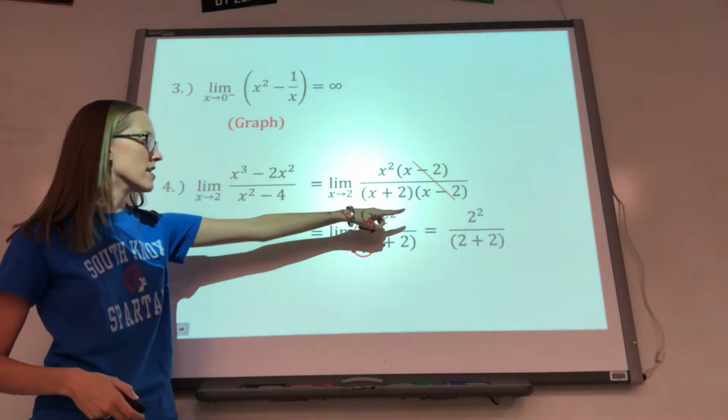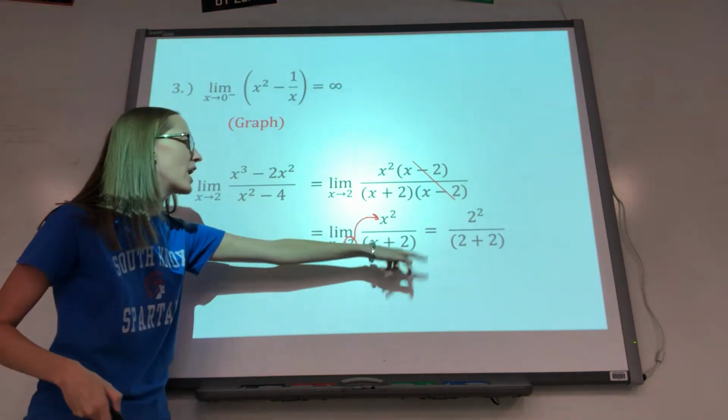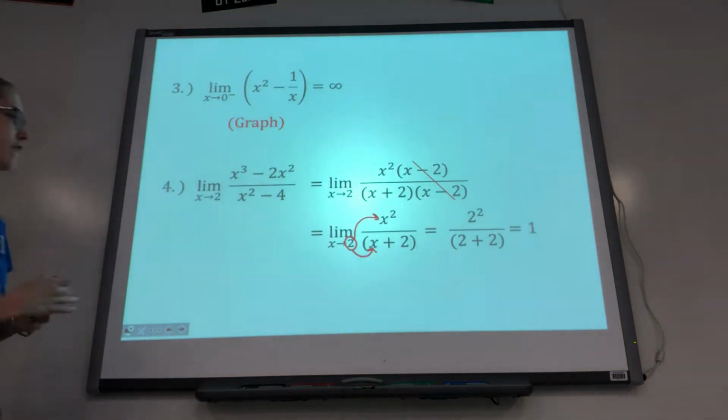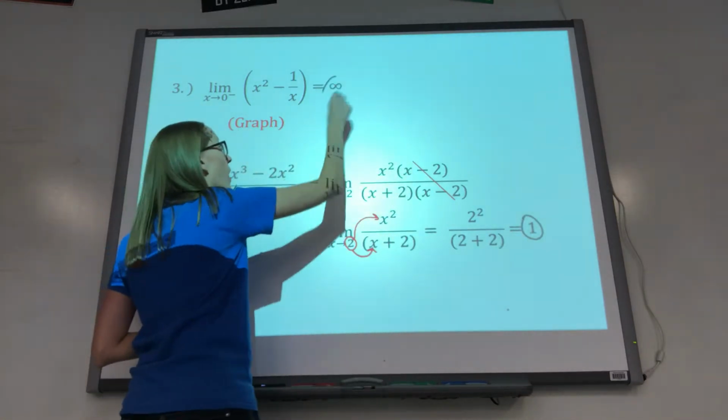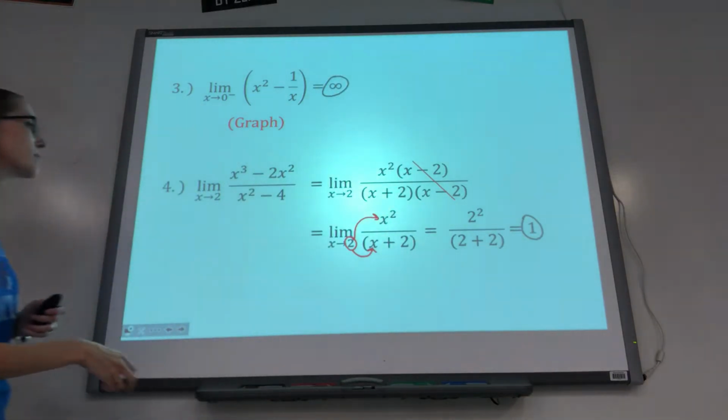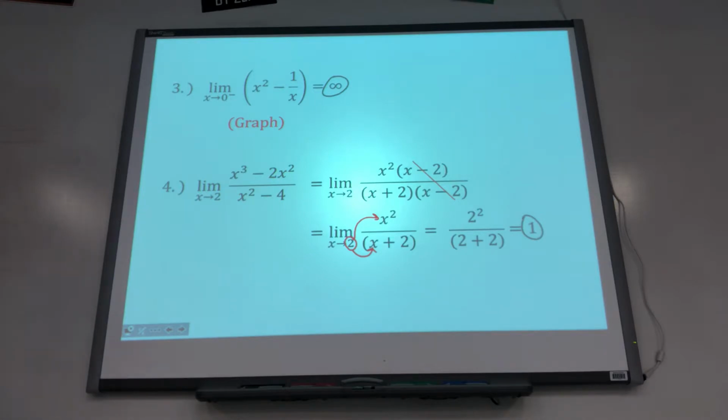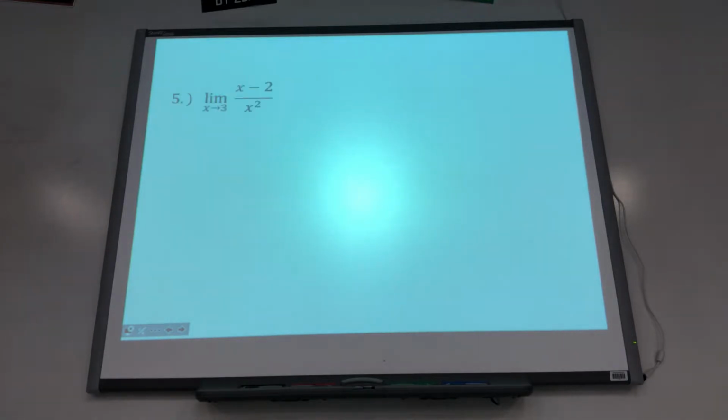Wherever you see x, plug in a 2, and we're looking good. 2 squared is 4. 2 plus 2 is 4. So 4 divided by 4, that would just give you a 1. So the answer by factoring on this one is just positive 1. Okey-doke. Any questions on number 4? Again, we're just kind of putting together all the stuff we know about limits so far.